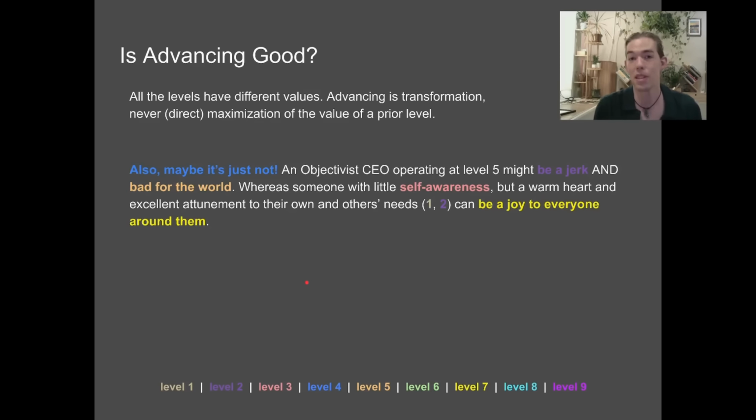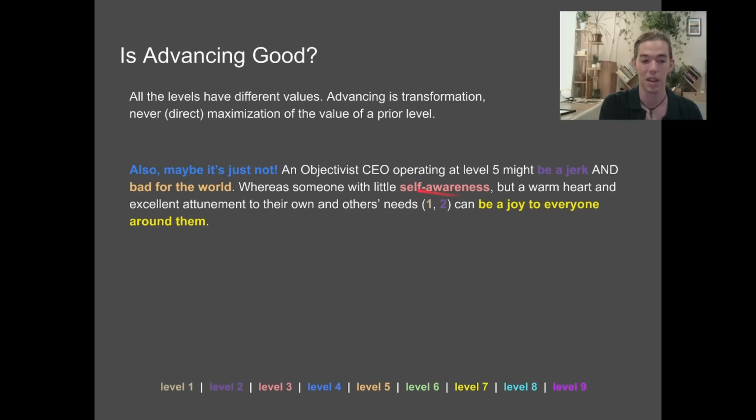But also, maybe it's just bad, by the standard of all the levels, or many different levels, from the perspective of others. Like, I can imagine an objectivist CEO who operates at level 5 most of the time. They're thinking about, all right, the bottom line, what gets us there? This is value. It's objective. Let's measure things. But they might be a jerk. They might be kind of failing level 2. And they might actually be bad for the world, according to someone else's level 5.